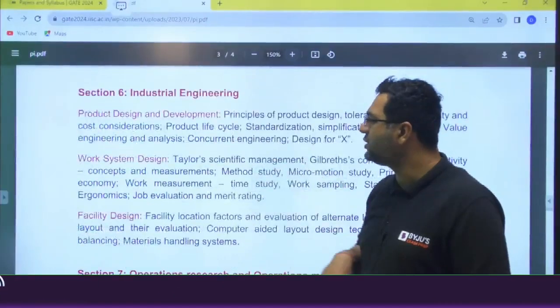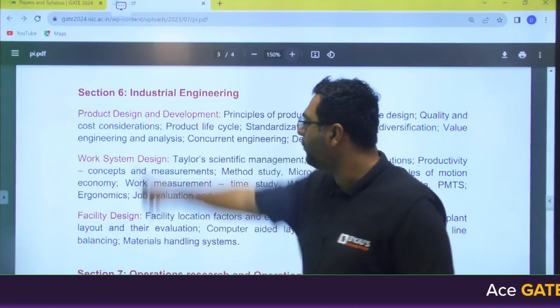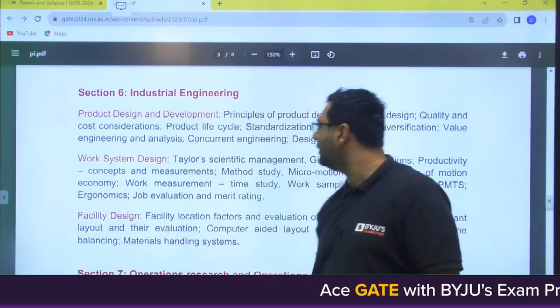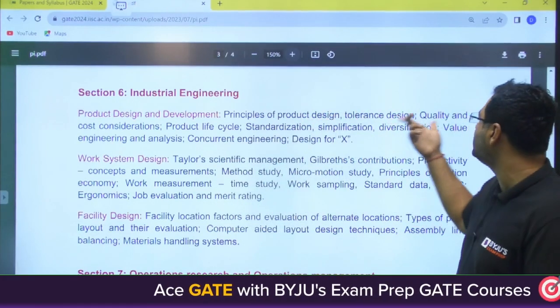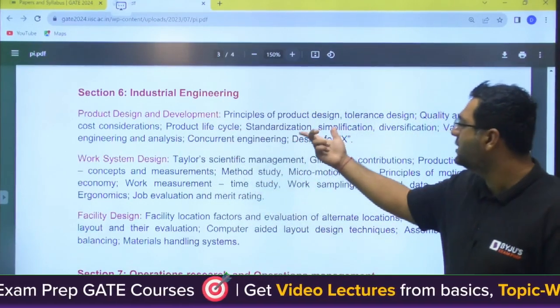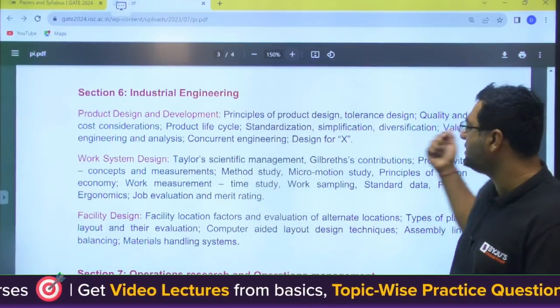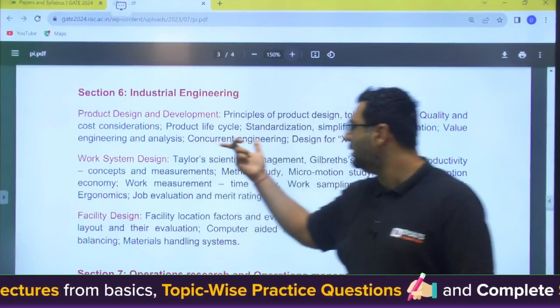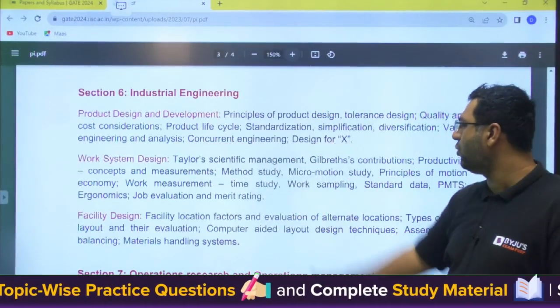Then, my dear, industrial engineering. Here, product design and development. This is principle of product design, tolerance design, quality and cost consideration, product life cycle, standardization, simplification, diversification, value engineering and analysis, concurrent engineering and design for X.